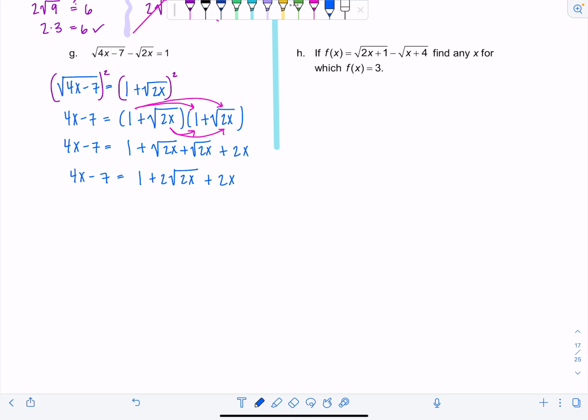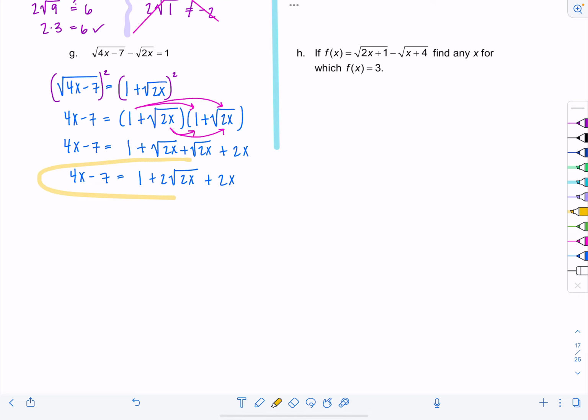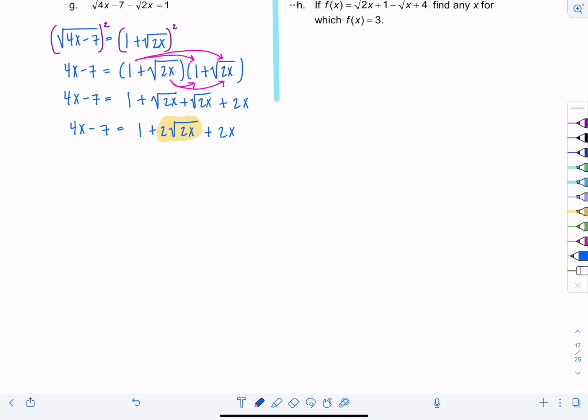Stop here and look at the progress that you've made and say, have I made my life better or worse? Am I headed in the right direction? Well, how many radicals do you see? Just 1. Oh, fabulous. We started with 2, so we're getting somewhere. Do you know what I mean? Yes. Now we're going to get this radical all by itself as much as possible. So let's subtract 1 and subtract 2x. So now I'm going to have 2x - 8 = 2√(2x).